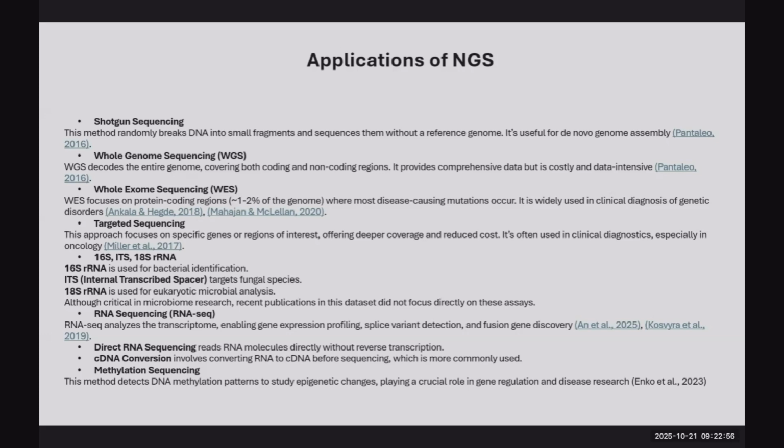Then we started with targeted sequencing approaches. If you have a certain region that you're targeting, it's much cheaper. You're sequencing a smaller length. And there are the 16S, ITS, and 18S rRNA regions. 16S rRNA is used for bacterial identification, and ITS targets the fungal species. 18S rRNA is used for eukaryotic microbial analysis. So you can do all of these targeted sequencing analyses.